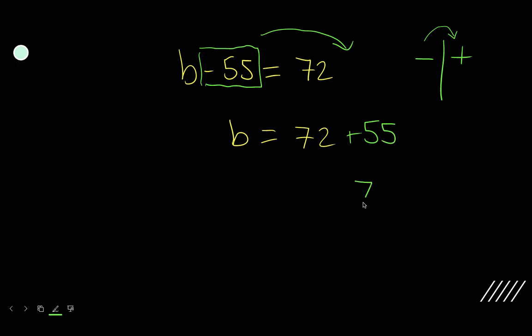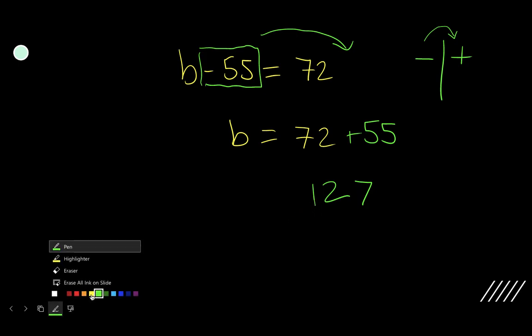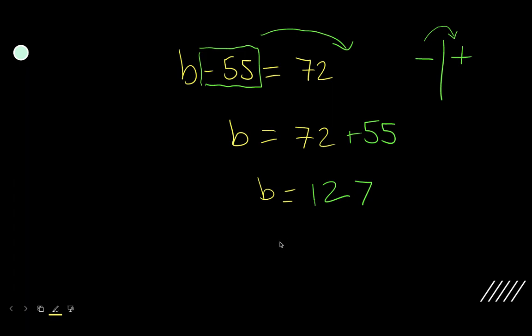5 plus 2 is 7. 7 plus 5 is 12. And that is equal to B. So B is equal to 127.